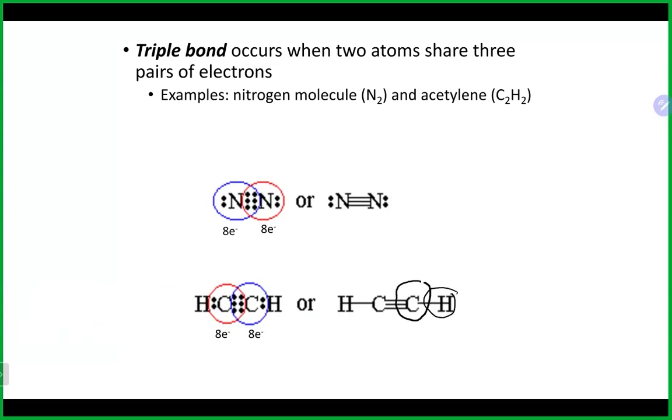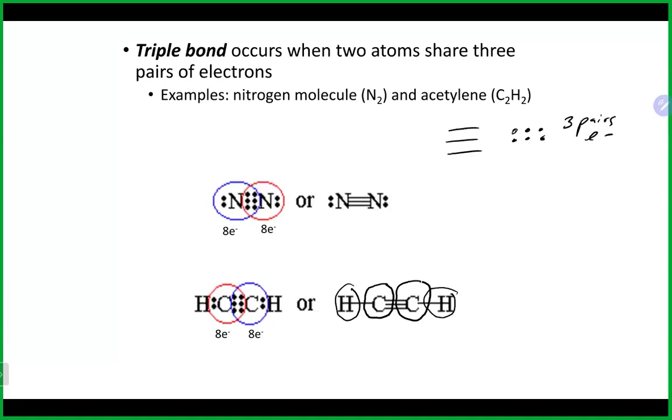This carbon here, 8. This carbon here, 8. And that hydrogen there, 2. So that's going to give everybody the stability that they need. 1, 2, 3 for a triple bond. 6 total electrons, 3 pairs of electrons.